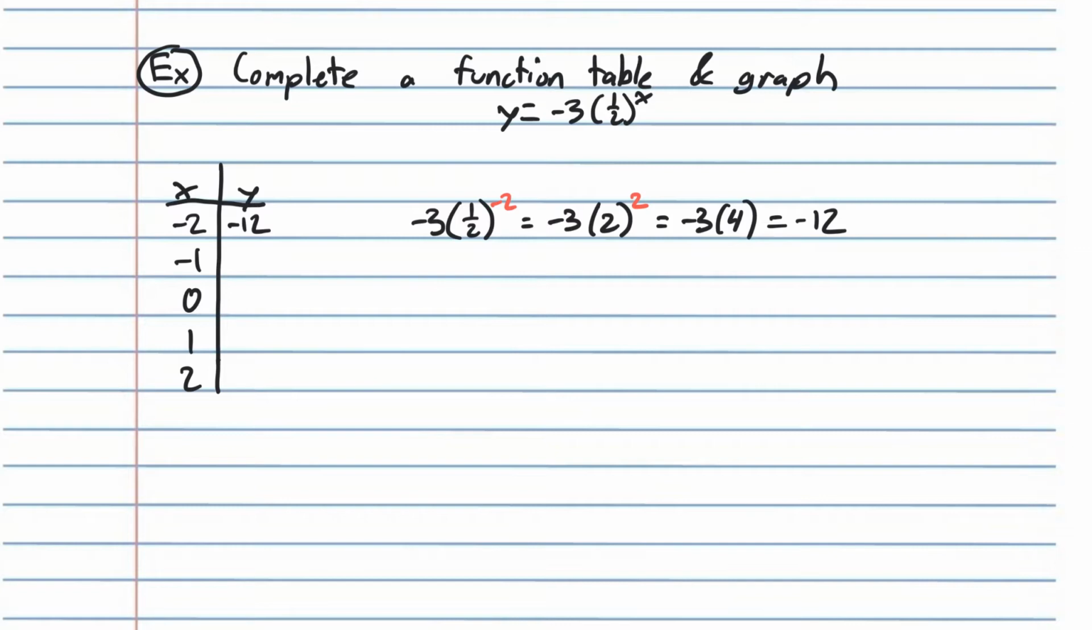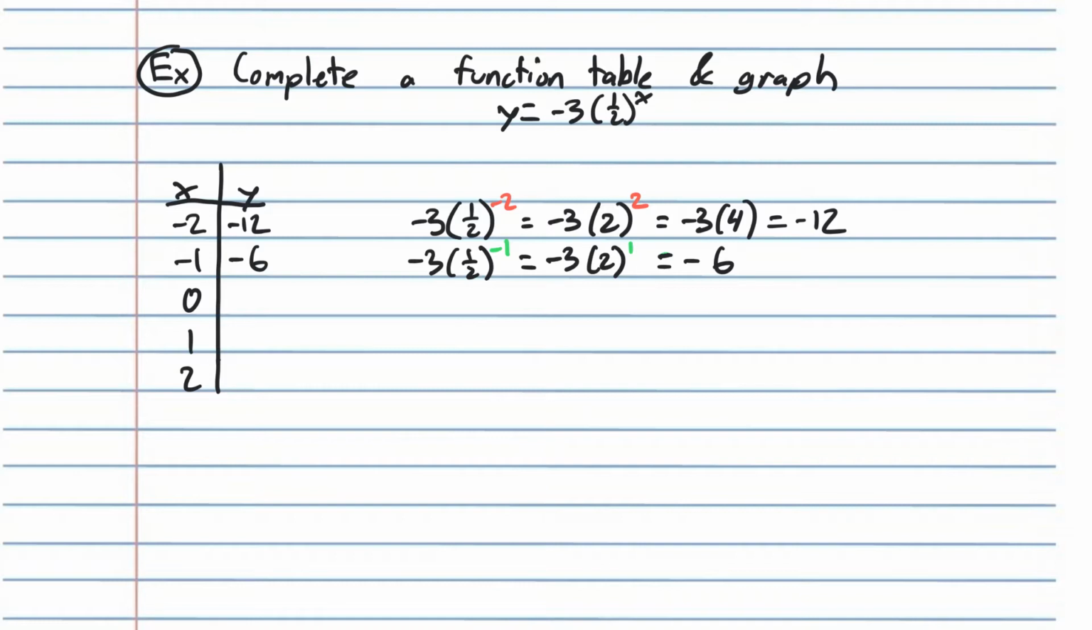Plug in -1. So -3 times 1/2 to the power of -1. Again, we have a negative exponent, so it's going to cause that 1/2 to flip upside down and become 2. Now it's a positive 1. Okay, anything with a positive 1 power is easy. It just doesn't change. So it's just saying what's -3 times 2, which is just -6.